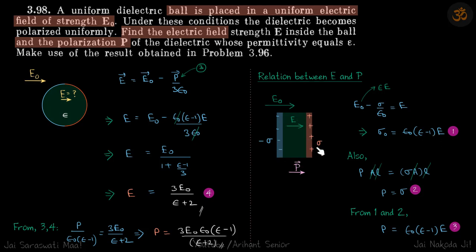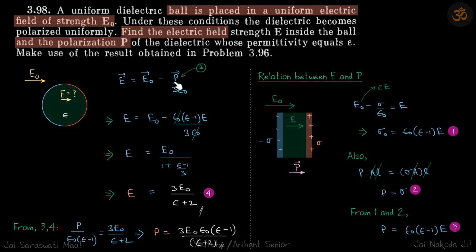Also we can compare this with a dipole, and we have done it many times before. So polarization vector into volume, which is AL, is equal to sigma into A, which is a charge, times distance, which is L. So AL gets cancelled, P is equal to sigma, and from 1 and 2 we can say P is equal to epsilon naught into epsilon minus 1 into E.